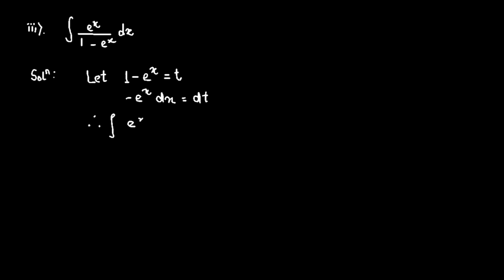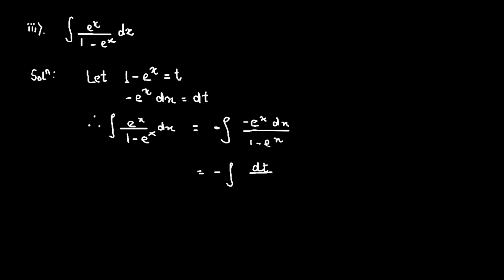And integration of dt over t is going to give us the natural log of t, so that gives us finally negative log of t plus c, and replacing t with 1 minus e raised to the power of x, we have negative log 1 minus e raised to the power of x plus c.